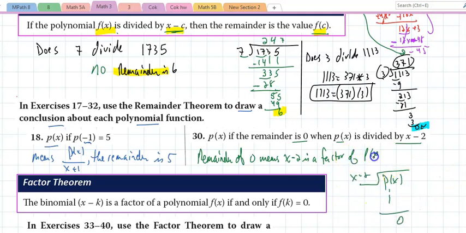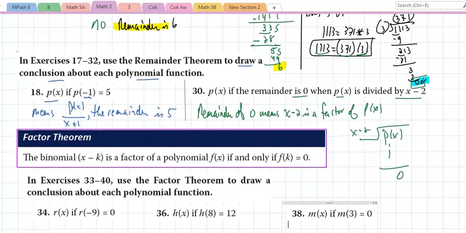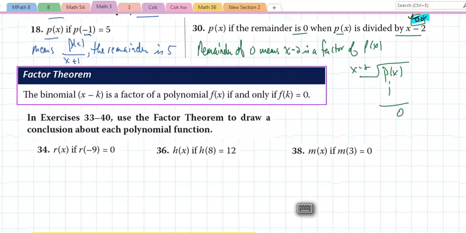of p of x. Just like when we get a remainder of 0 right here, we said 3 is a factor of 1113, or 371 is a factor of 1113. So getting a 0 is a big deal, and that's what the next theorem says. The last theorem that we're going to deal with says, hey, if you take this x minus k, if this is a factor of this polynomial, then the remainder is 0 when you do the division.